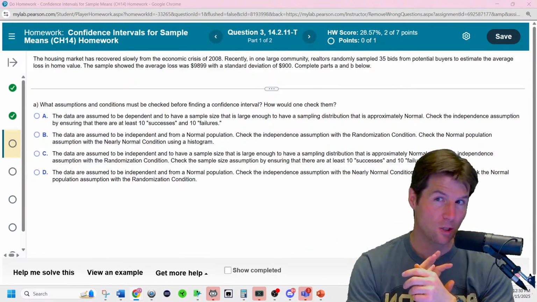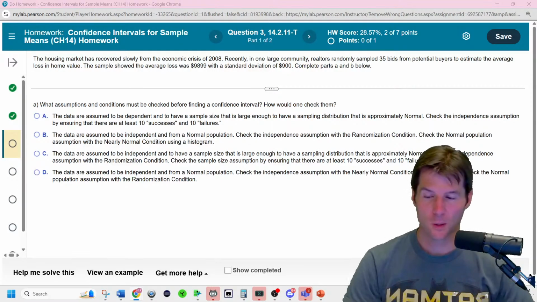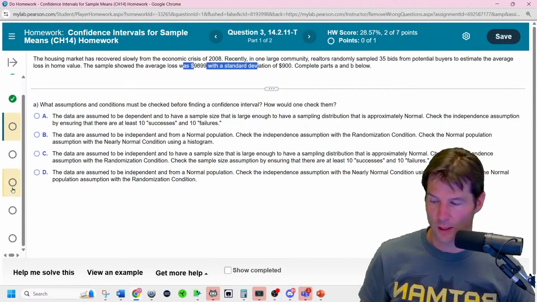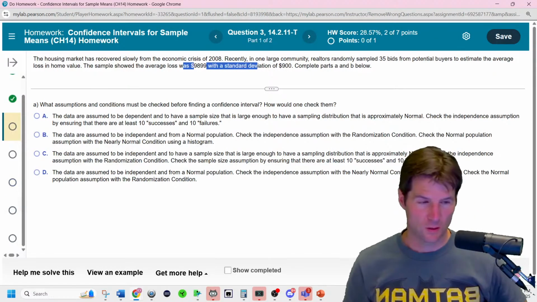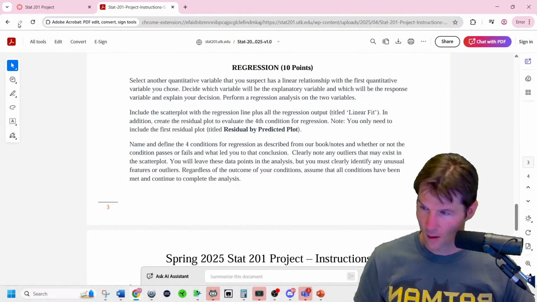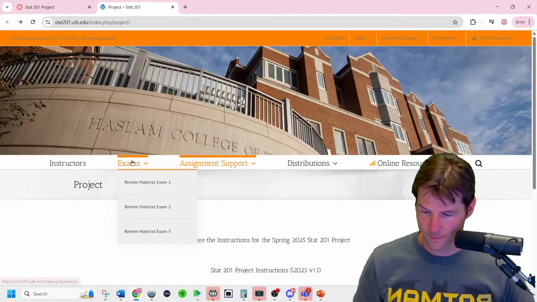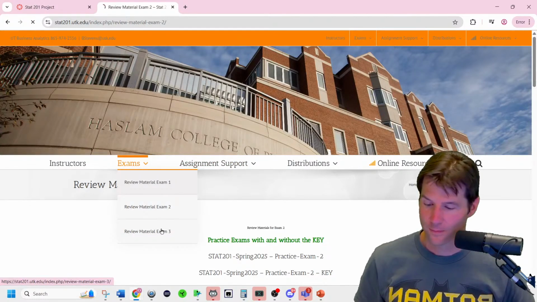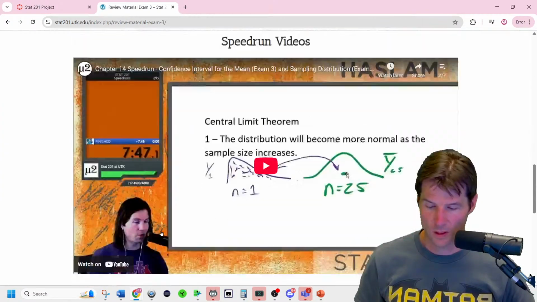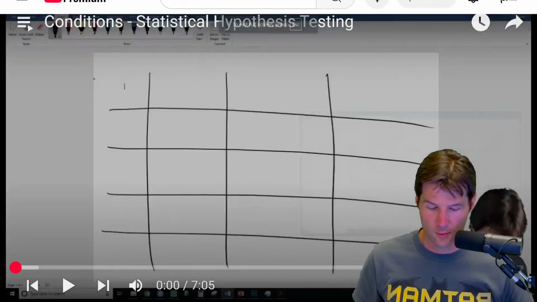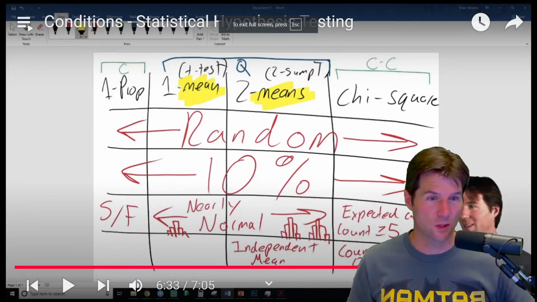What is condition 3? We are dealing with the housing market and average price, and we're trying to estimate the true average. So what is condition 3? Pause. Anyone know what condition 3 is? We're dealing with the housing market and price. So what's condition 3?